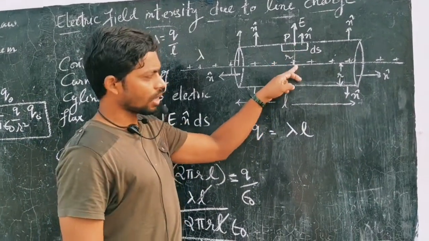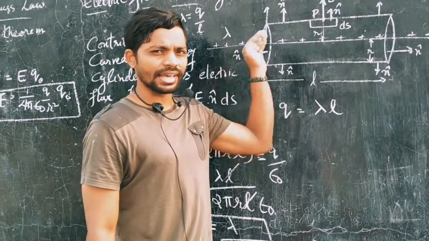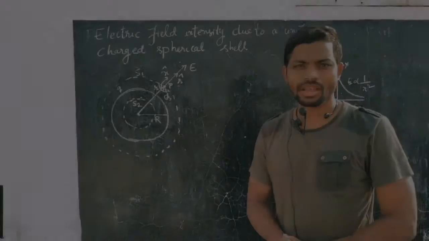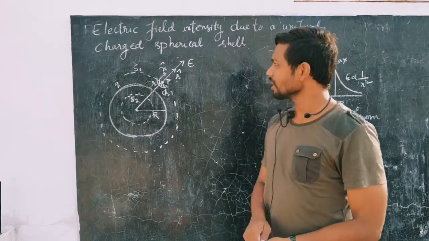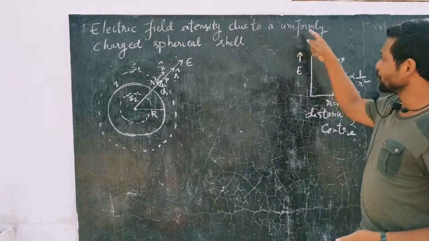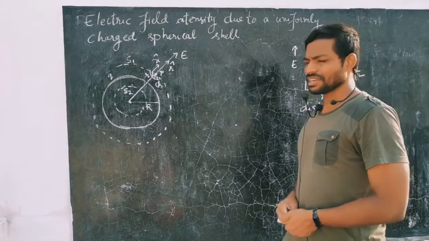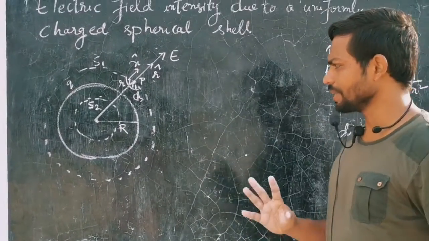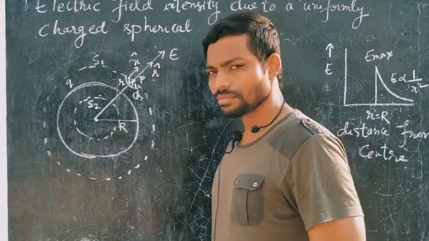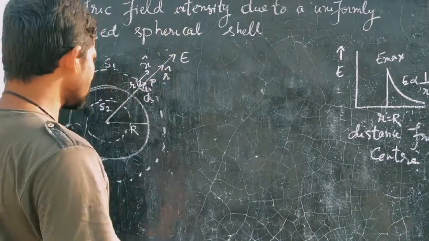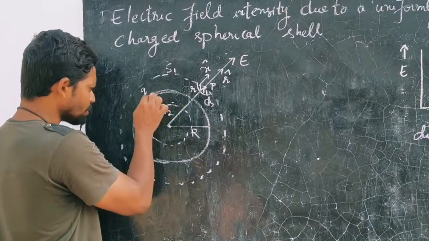Now at a perpendicular distance r from this line charge. Friends, we'll see the second application: electric field intensity due to a uniformly charged spherical shell. What it means is, let us say we consider a spherical shell. This is a spherical shell, people.